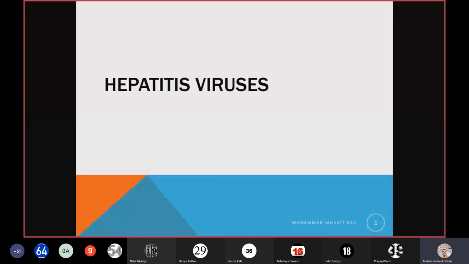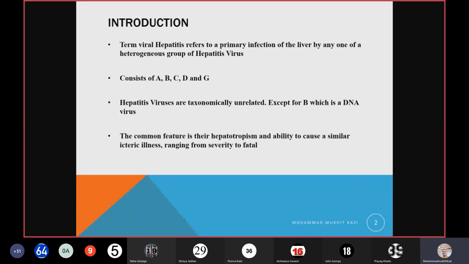A few viruses are enough to get the infection from this group of viruses, which can lead to a disease of the liver, that is hepatitis. As it is causing disease in the liver, the name hepatitis has been given. So these are the group of viruses which have been implicated in causing disease of the liver. This is what I was referring to.